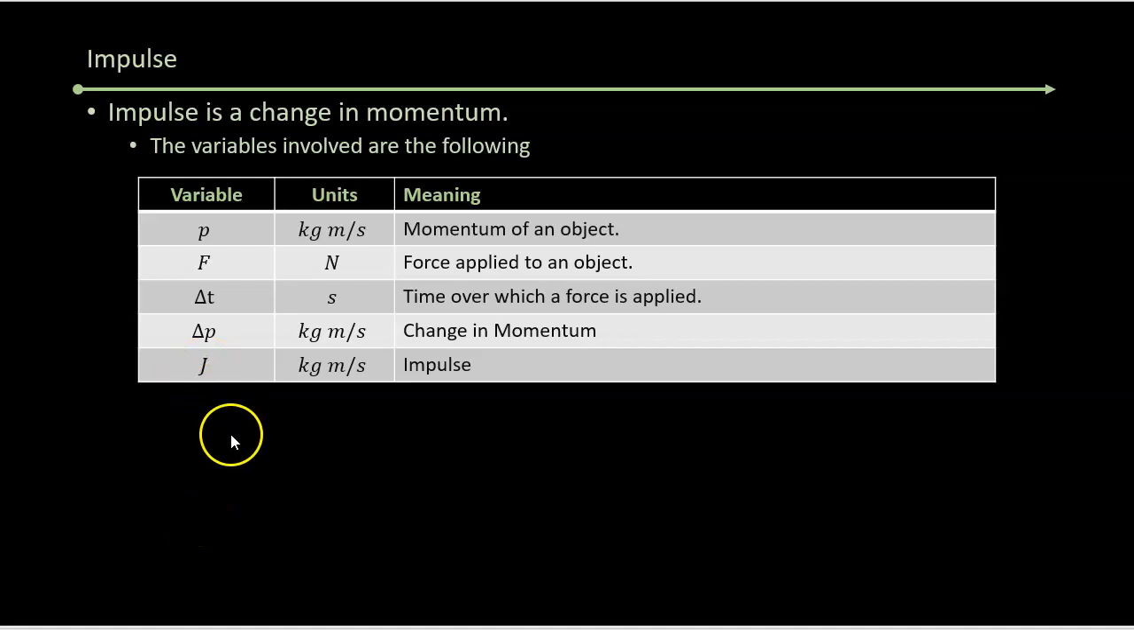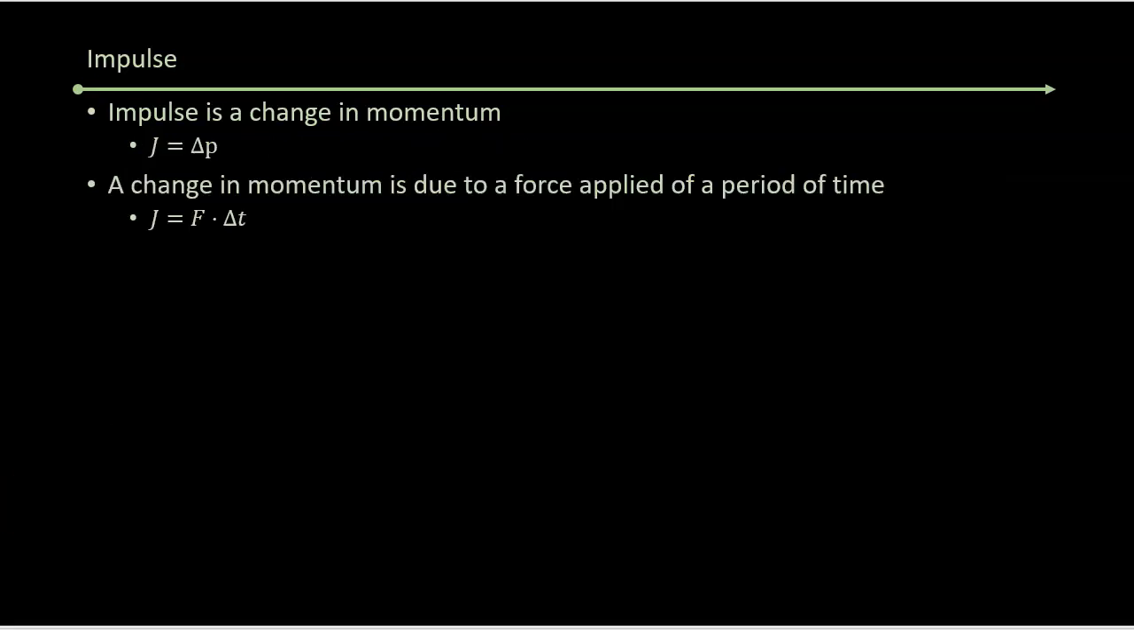J is an impulse, but it has the exact same units as momentum because J is just the change in momentum. So J is delta p. Delta means change in, so J is change in momentum. A change in momentum is due to a force applied over some period of time. So we can also write J is a force times the amount of time that it takes to apply that force.